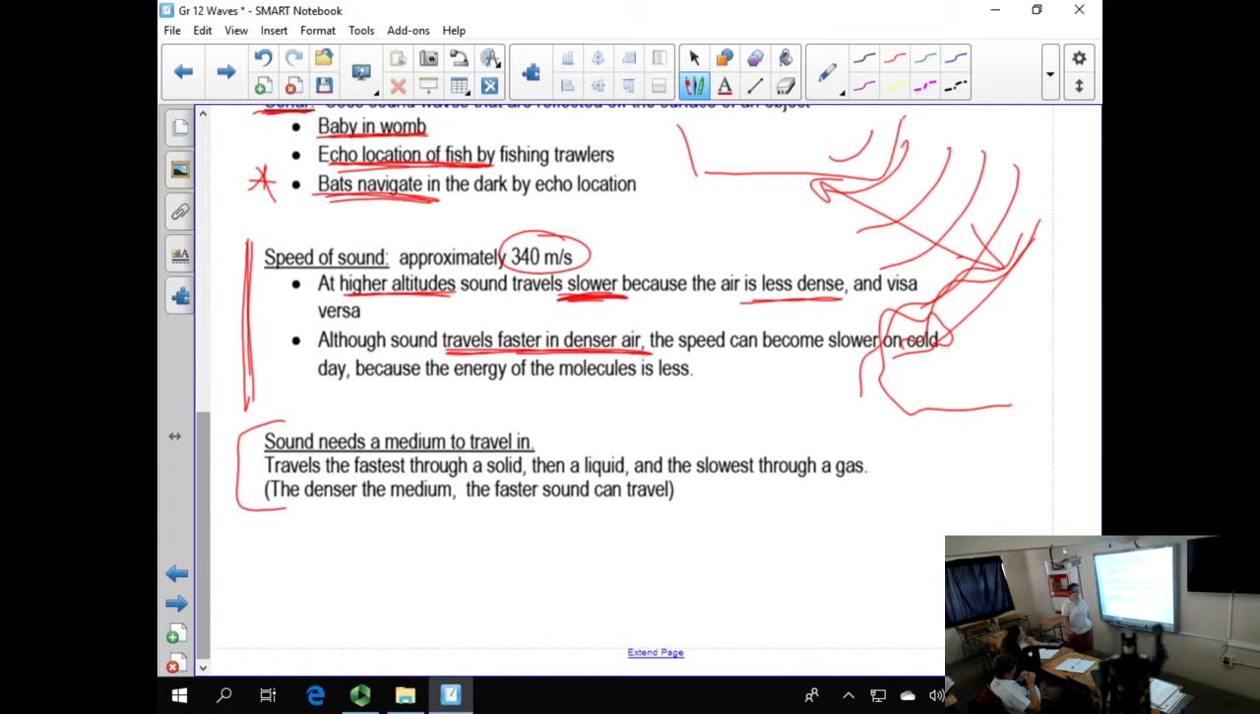All right, people, sound needs a medium to travel. Why? It's a mechanical wave. Sound travels the fastest through a solid, then a liquid, the slowest through a gas. The fact that our ears are designed to hear in a gaseous medium doesn't mean it's the best medium for sound to travel in. If you put your ear on the desk and very lightly just drag your finger along the desk, then you can hear it. But over like this, you can't hear it.